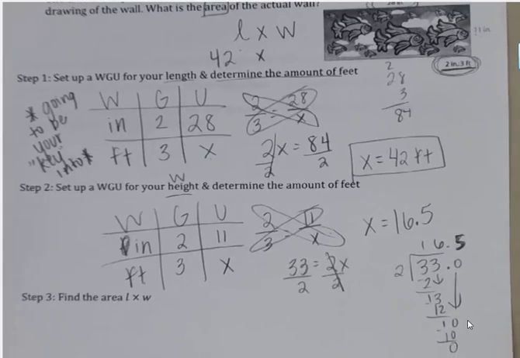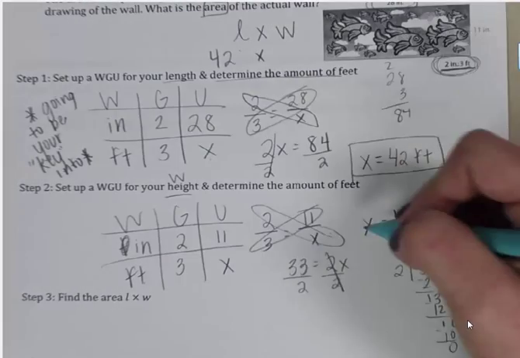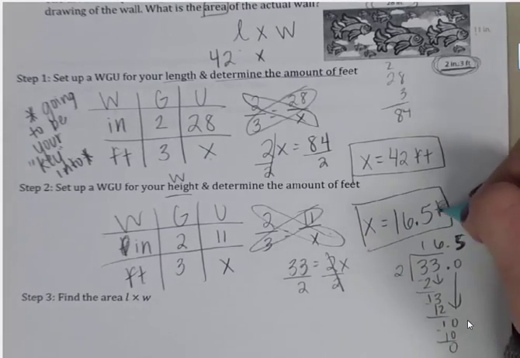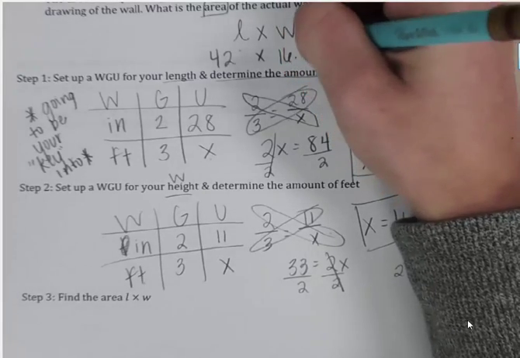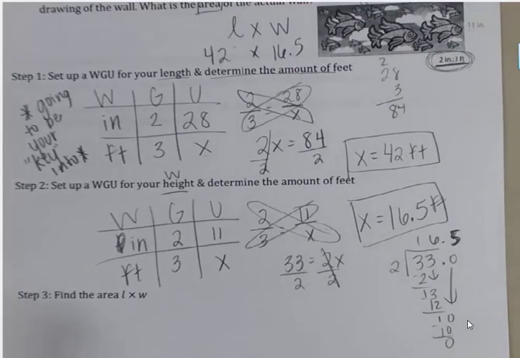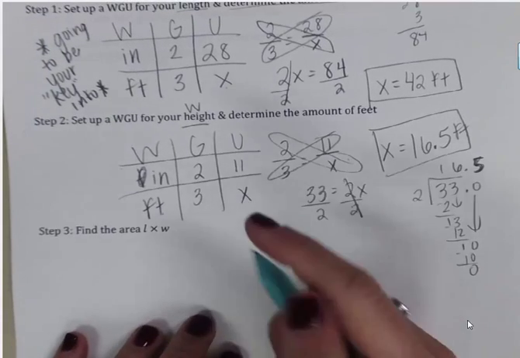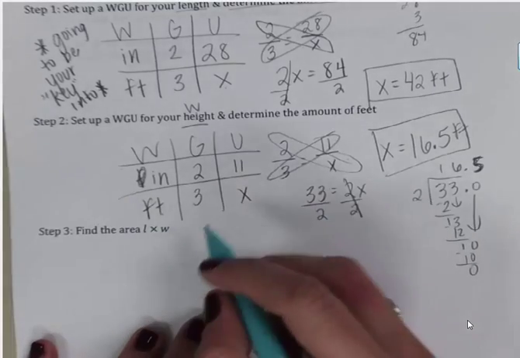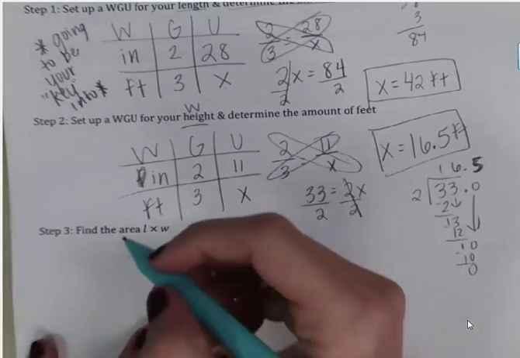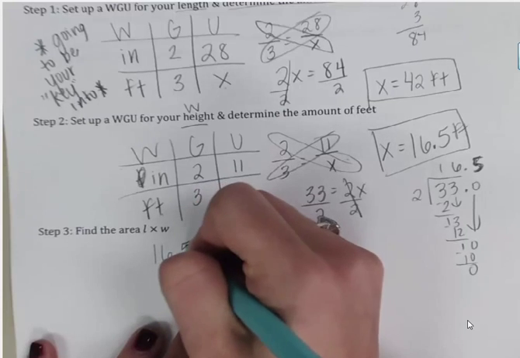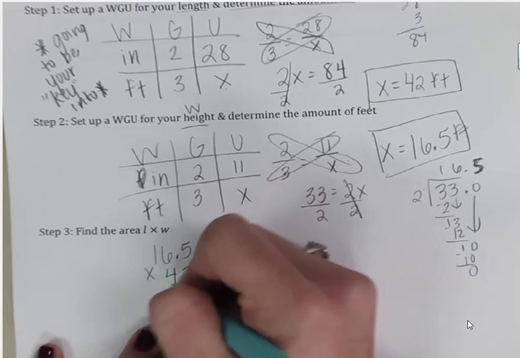Alright, 16.5. So I know that my width is 16.5. So now step 3 says, now that we know our length and our width, we need to combine them together to find the area. Well, we talked about area being length times width. So you figure out what the area is. In case you get stuck, you can watch, but I know some of you jump ahead sometimes.